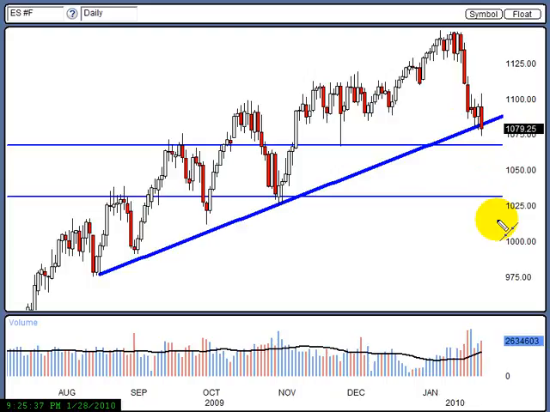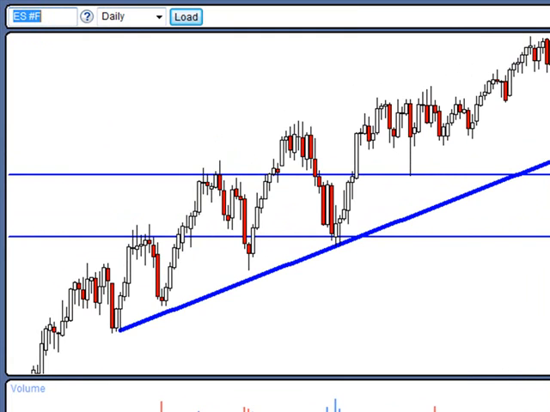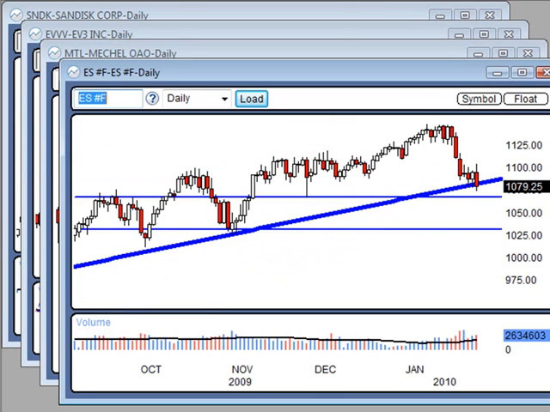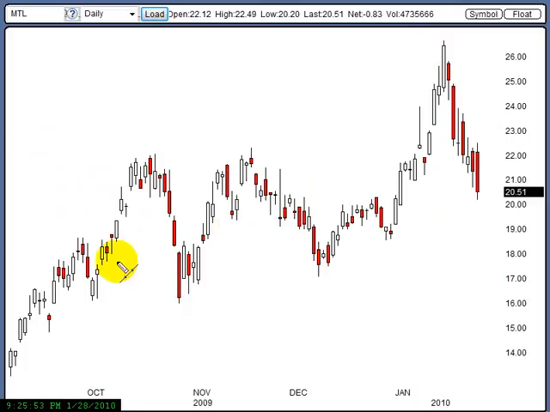Now, I would like to also revisit the quick trading ideas we came up with, and let's start out with the quick trading idea on MTL. So I have that chart open over here. Let me grab that chart, MTL, and we had talked about it 2 days ago.